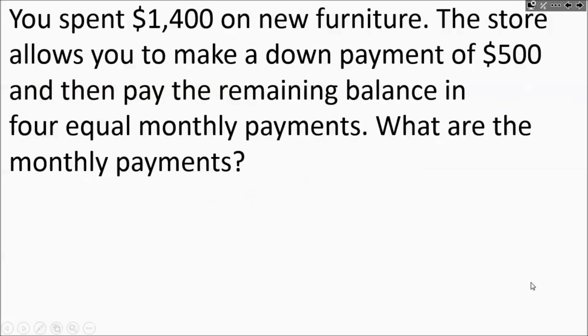You spend $1,400 on new furniture. The store allows you to make a down payment of $500 and then pay the remaining balance in 4 equal monthly payments. What are those monthly payments? We have this $1,400. That's the total amount paid. Let's talk about the things we have to pay first in order to figure out the total amount.